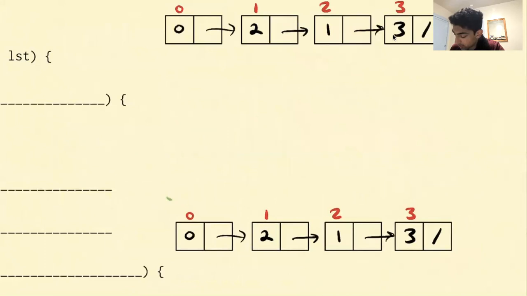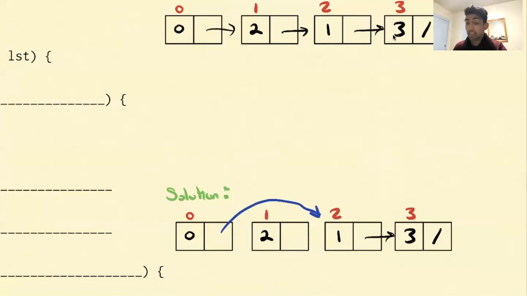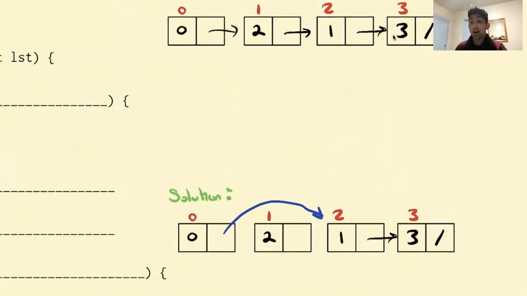Let's put a solution here, such that it goes 0, 1, and then since 1 is the last even indexed element, we go back to the first odd index element, and then we go here. So that's how our solution should look, right?